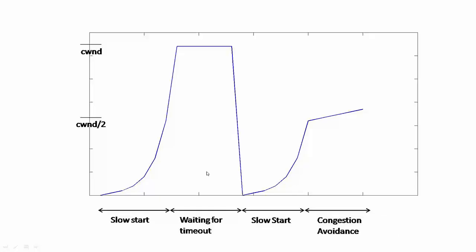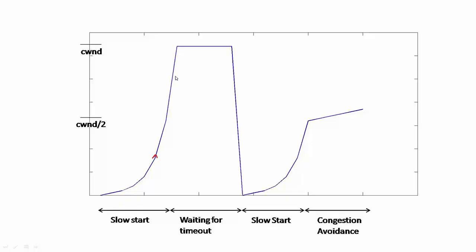So the same is captured via this figure. So to begin with, you do slow start, where you start with a congestion window size of 1 and increase it by 1 for every acknowledgement you get. So what this boils down to is you're doubling the congestion window every round trip time. So that is the exponential increase that you're seeing.